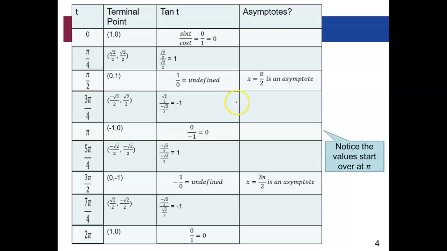One thing I want you to notice also is that once we pass pi, these values start repeating. So it goes 0, 1, undefined, -1, 0, 1, undefined, -1, and then it just keeps going over and over again. So the period for tangent is actually just pi and not 2 pi. Because it repeats a little bit faster than sine and cosine, its period is different. For sine and cosine, the period is 2 pi, but for tangent and also cotangent, the period is only pi because it repeats quicker.